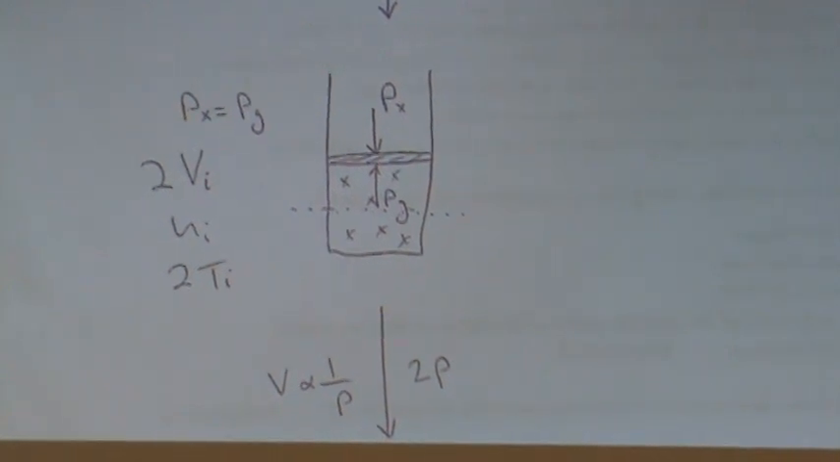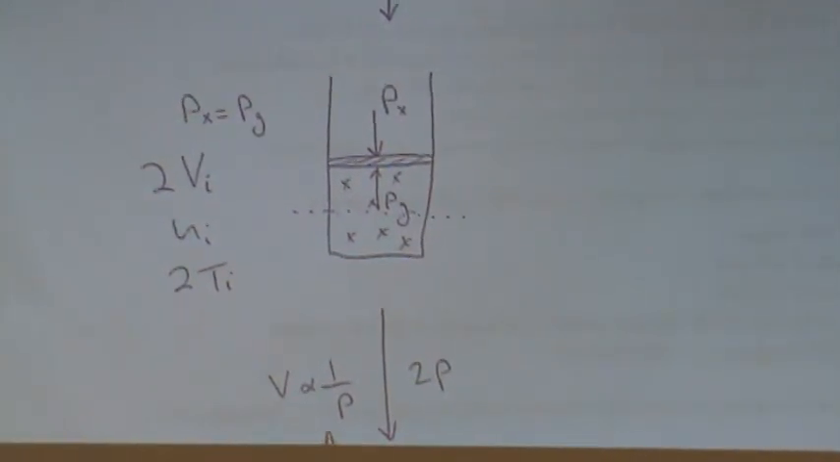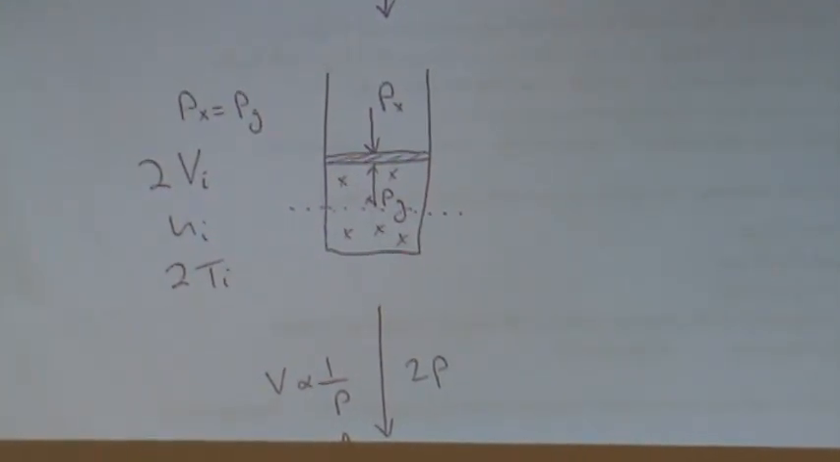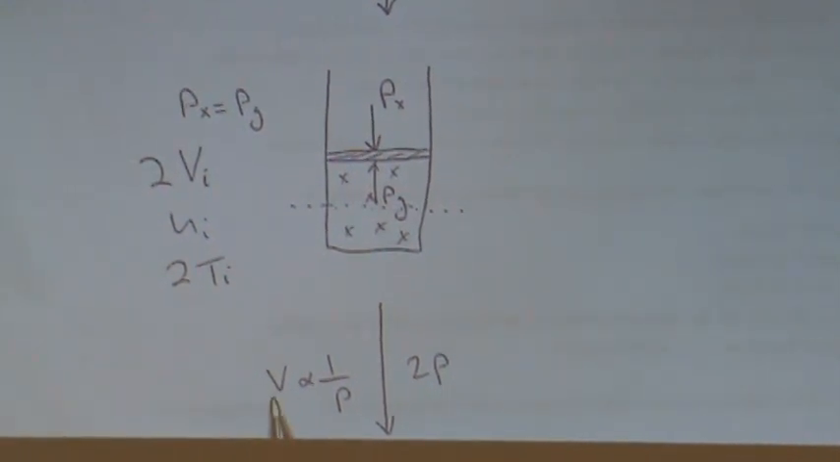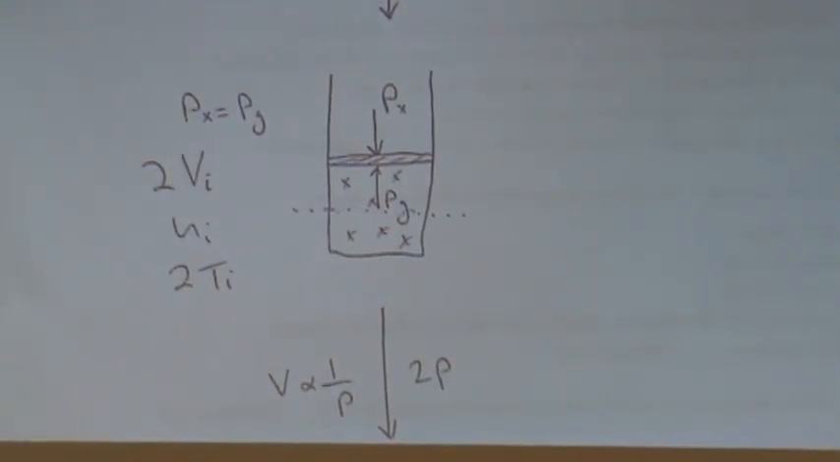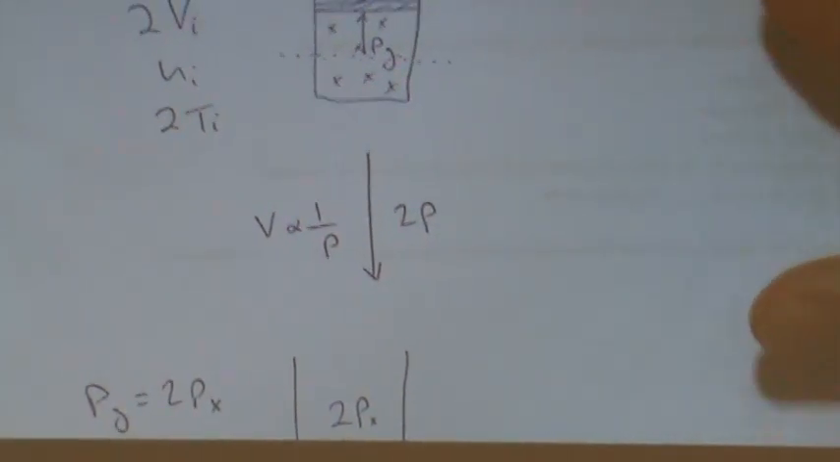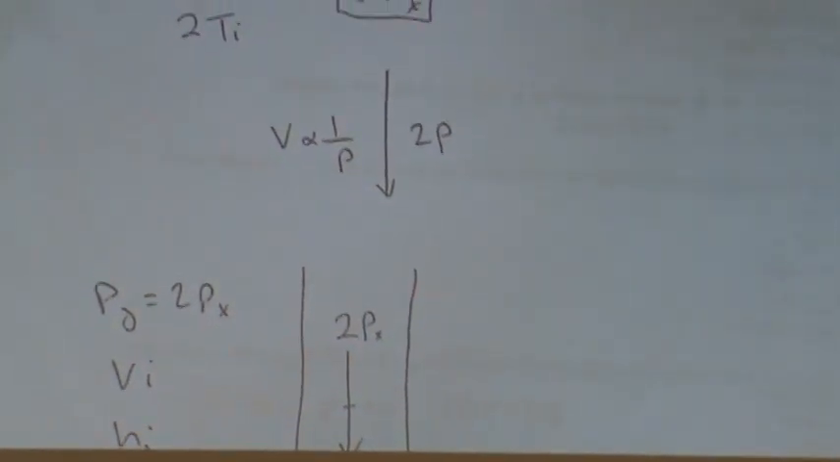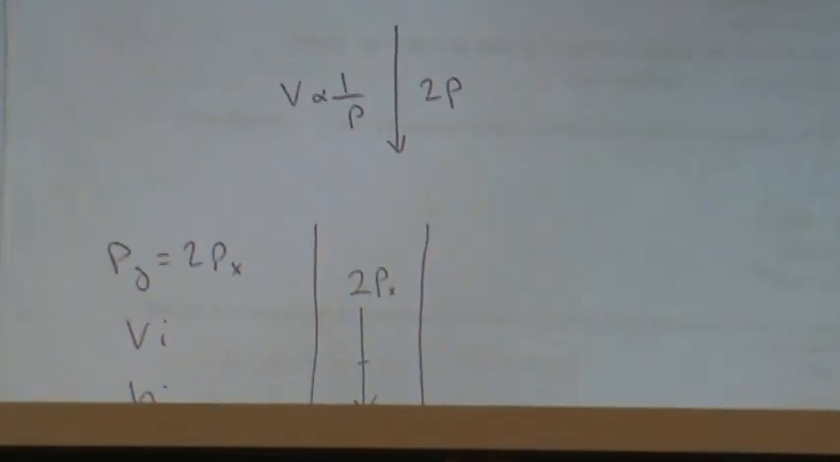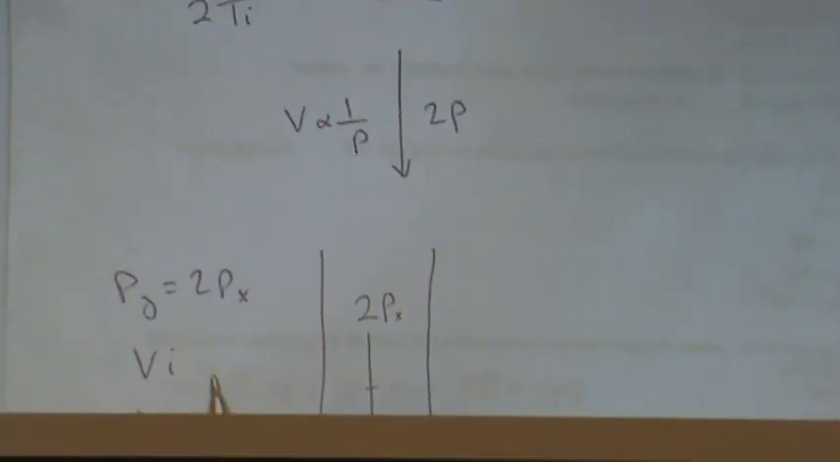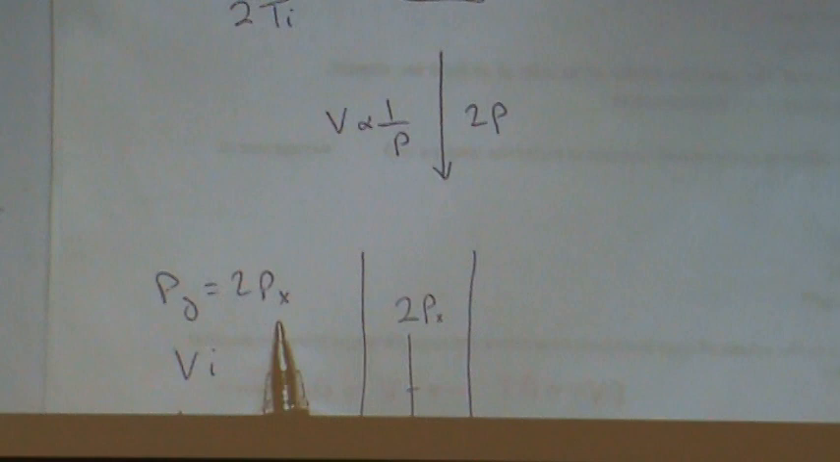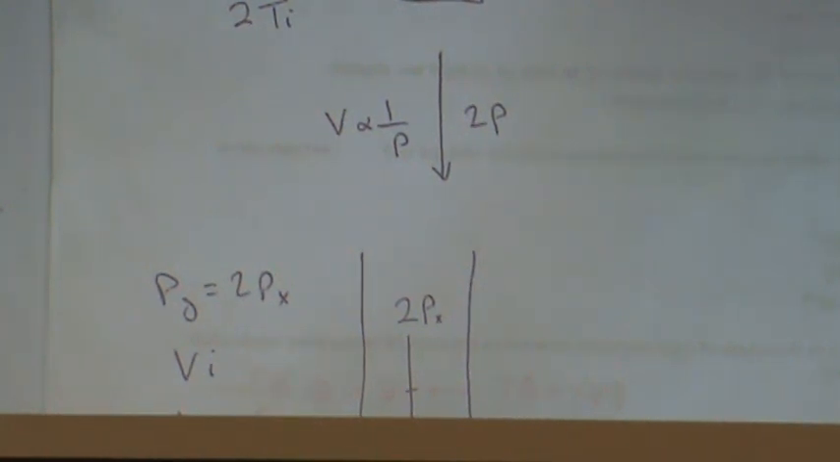Yes? And the volume, we know it's inversely proportional to the pressure. So when you double this, what will happen to the volume? It will become 1/2. And so you will have this picture. And again, this will be double pressure. The pressure of the gas is 2 times the initial external pressure, which was the pressure of the gas initially.